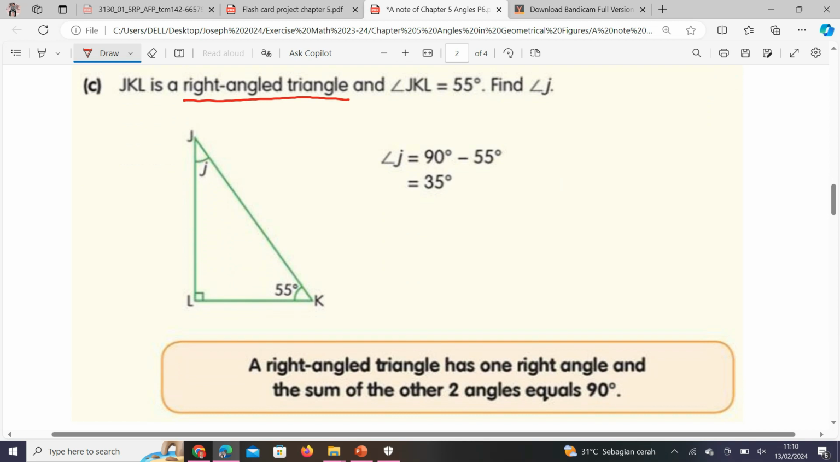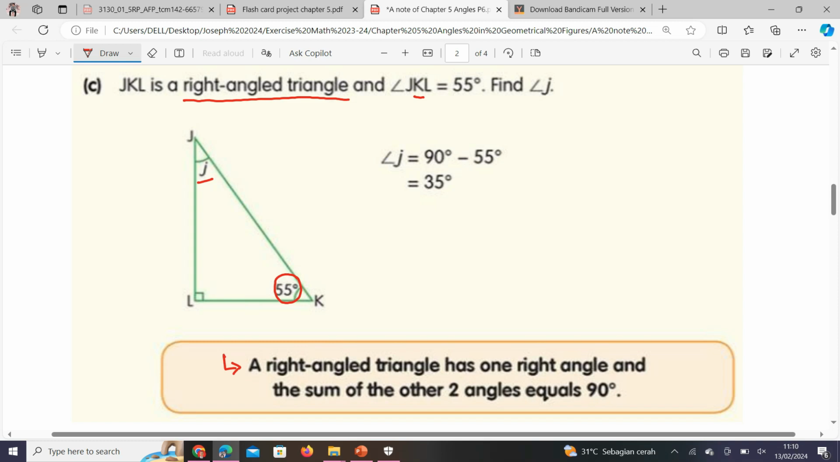Remember how to identify the angle of JKL? You may see the letter in the middle. So, JKL. After that, you put 55 degrees in here. Find the angle of J. This is in small letter. So, to find the angle of J, you need to memorize this statement or this law.